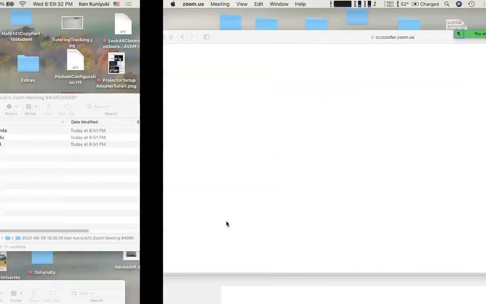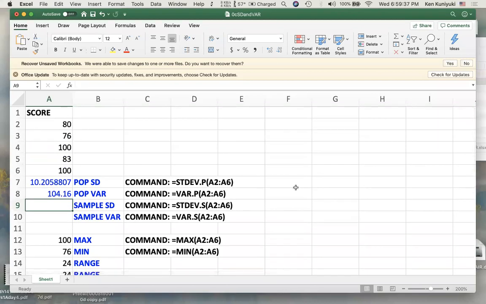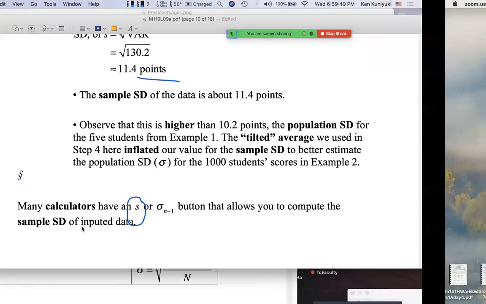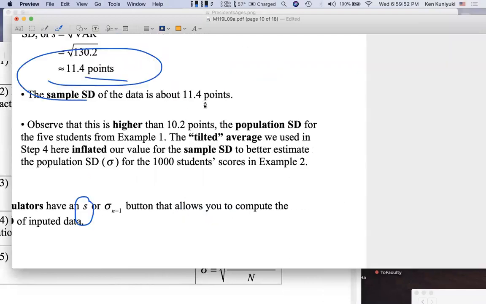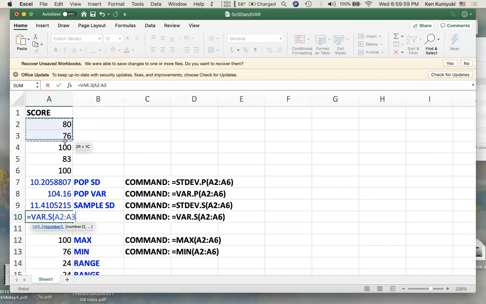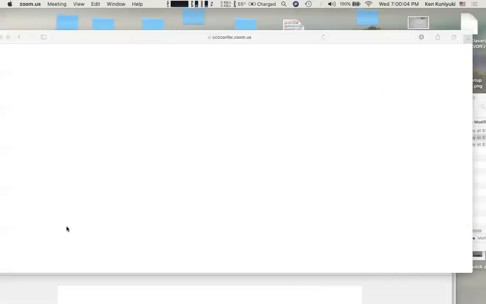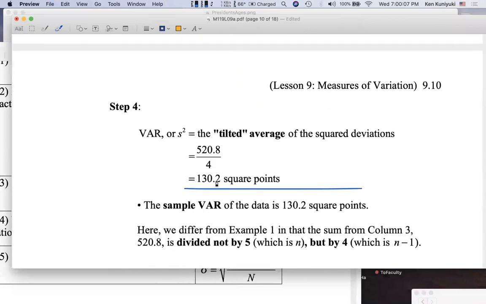On Excel, all right, to find the sample standard deviation of this data set, equals STDEV.S, sample standard deviation, for this column. We get about 11.4 points, okay, as we got over here, right? And then for the variance, we just square that or work out equals VAR.S for this column, and we get 130.2 square points. Again, like what we saw over here.